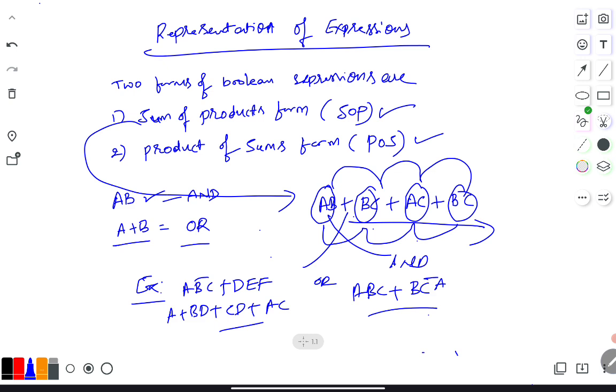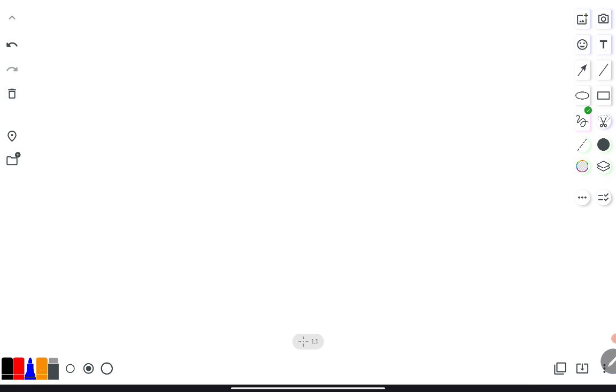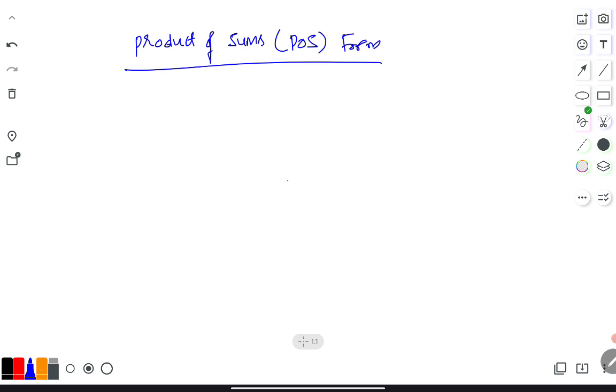Next, let's understand what is product of sums. The product of sums form, or we call it POS in short. The product of sums form is the dual of sum of products in terms of logic function. It is two or more functions ANDed together. It can also contain a term with a single variable.